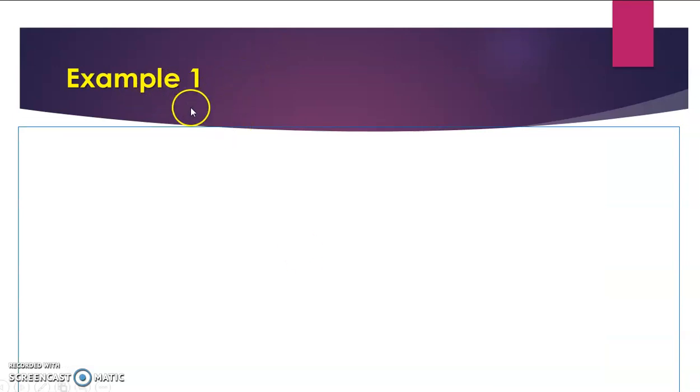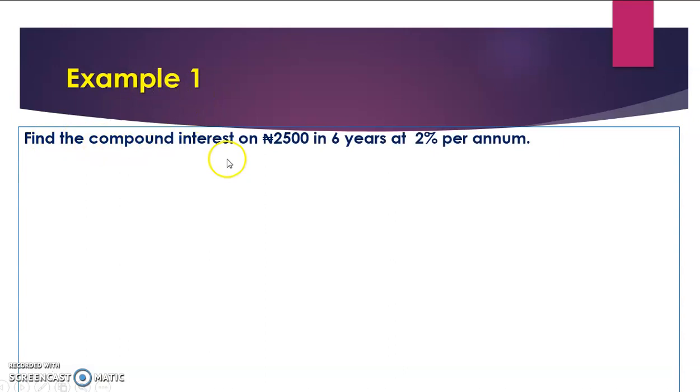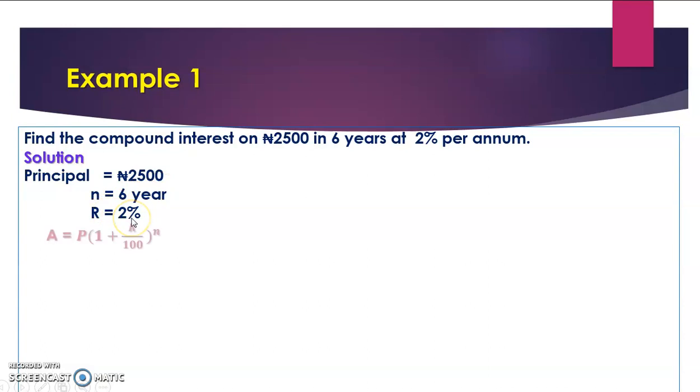Example 1. Find the compound interest on 25,000 naira in 6 years at 2% per annum. Solution. Principal is equal to 2,500 naira, which is given from our question. N is equal to 6 years, also given from our question. R is equal to 2%, also from our question.